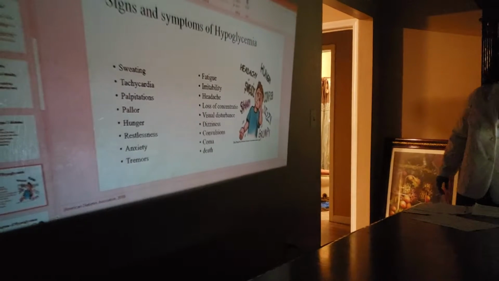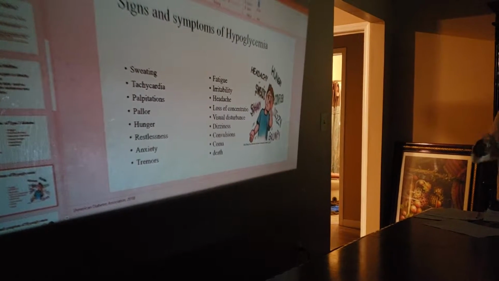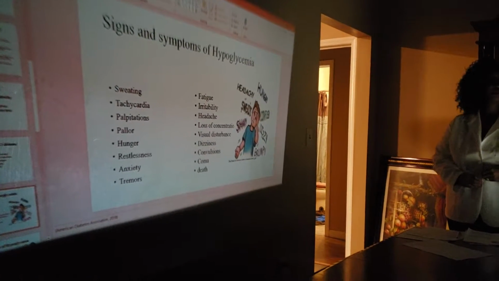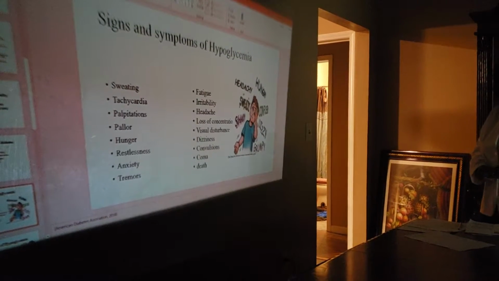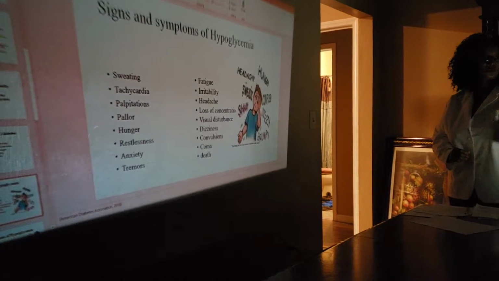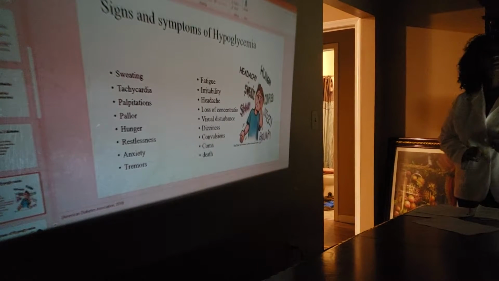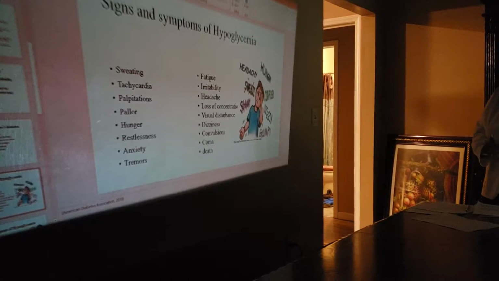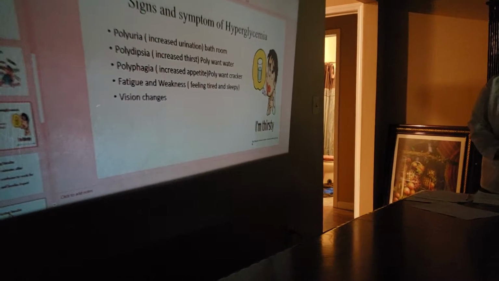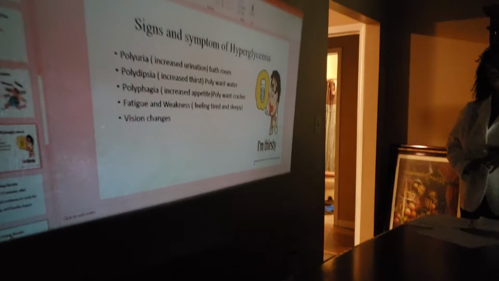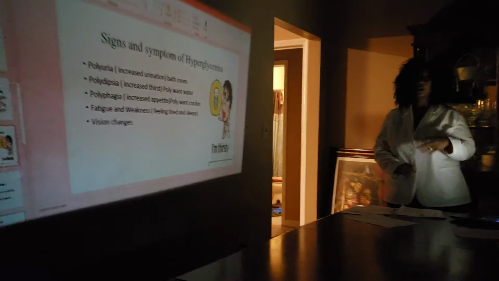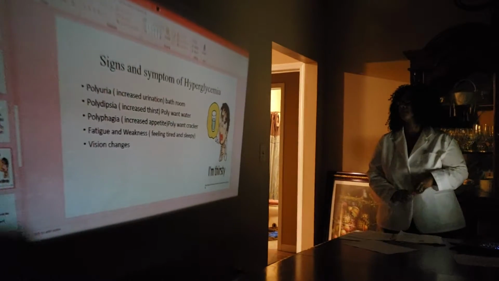Hypoglycemia, they will present with sweating, tachycardia, palpitations, pallor, restlessness, anxiety, tremors. They may have fatigue, irritability, headaches, loss of concentration, visual disturbances like blurred vision, dizziness, convulsions, coma, and death. Usually you'll see those on your NCLEX studies, and you will also treat hypoglycemia, as we said earlier, with juice or Coke, or feed them their food tray.